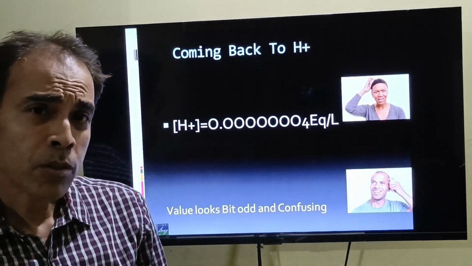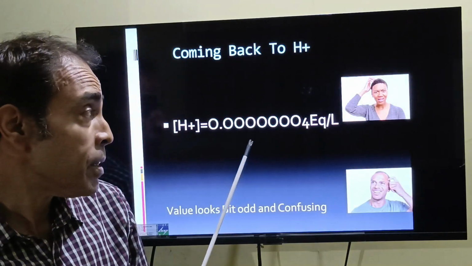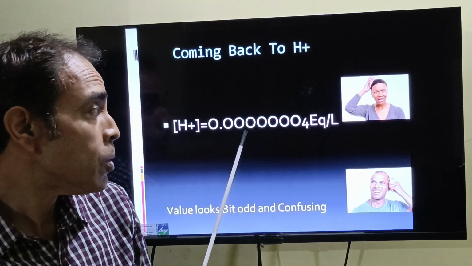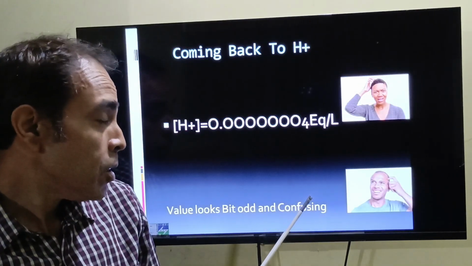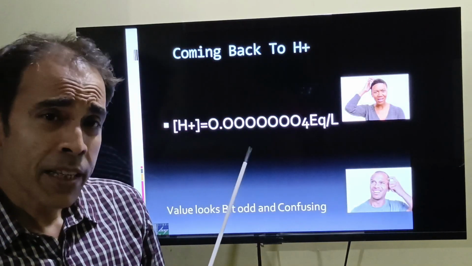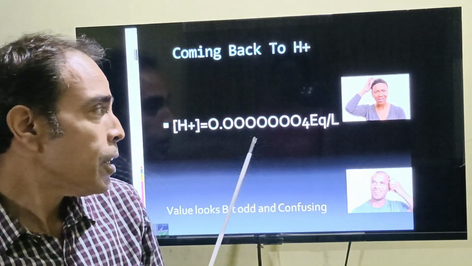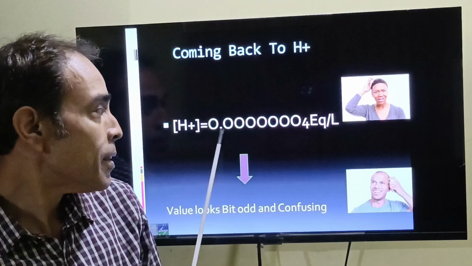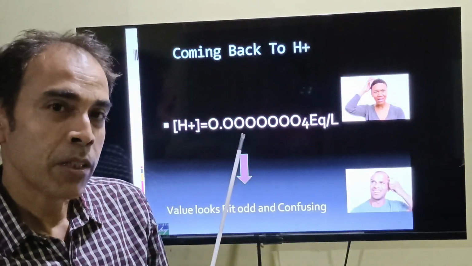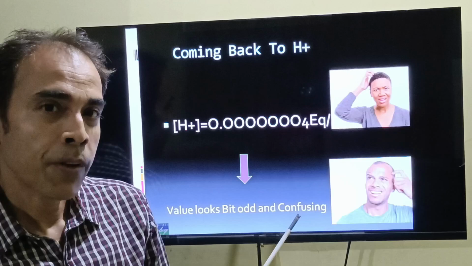So coming back to the hydrogen concentration in our normal body system, it is around 0.00000004 equivalents per liter. But if you show this report to a normal person or a doctor, he will look very confused, because you cannot express hydrogen in this value of 0.000. It will be a lot of confusion and a weird feeling.